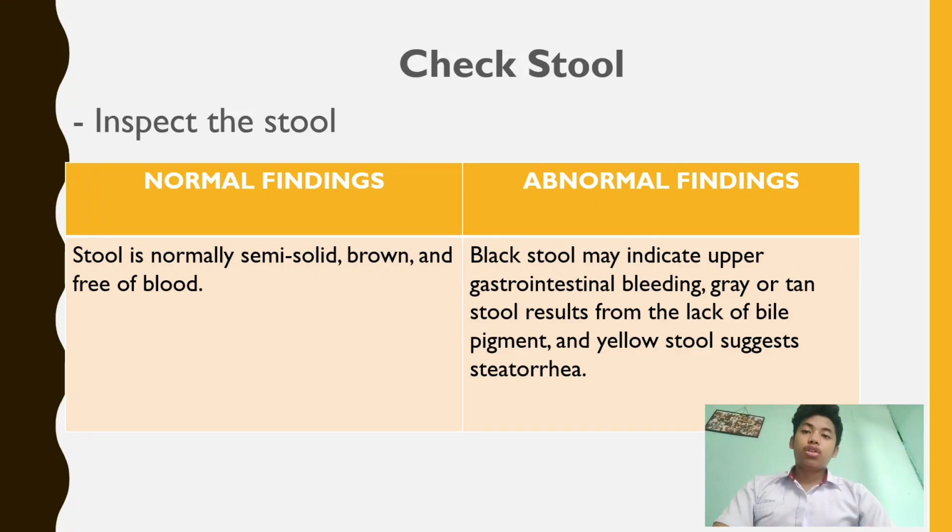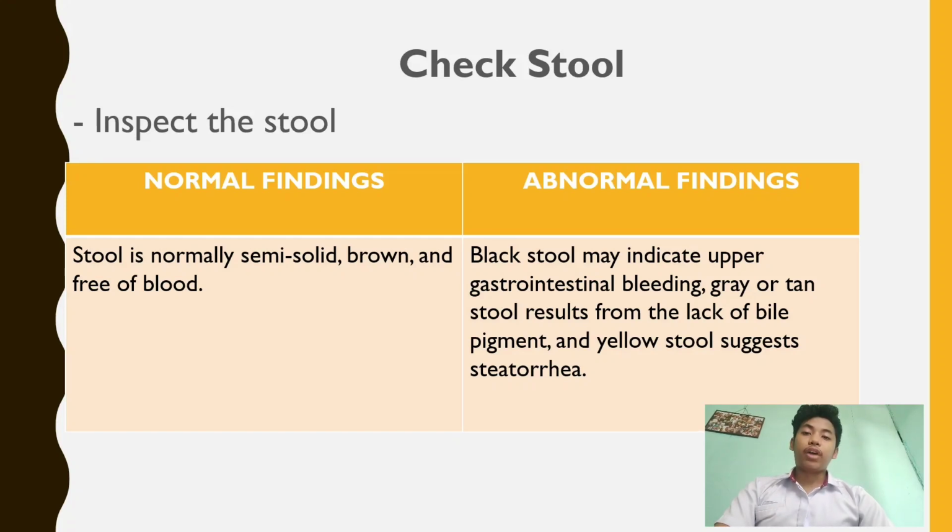Check stool. Inspect any fecal matter on your gloves. Then assess the color and test the stool for occult blood. Provide the client with a towel to wipe the anorectal area. For the normal findings, stool is normally semi-solid, brown, and free of blood.